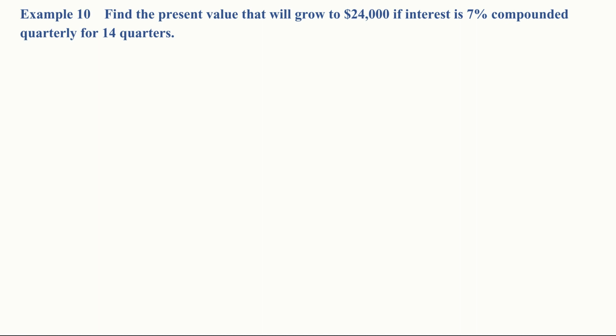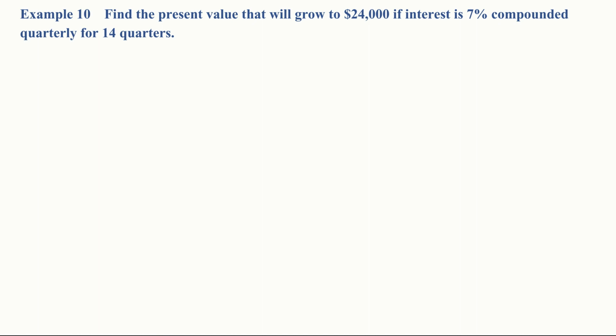Now, they're not giving you the number of years, but they're giving you the number of quarters. So it doesn't matter. We can figure it out. Notice that in this problem, we're not trying to find the future value. We know the future value. So let's write the formula down and then write down what we have, okay?